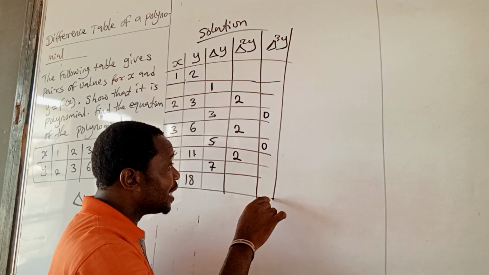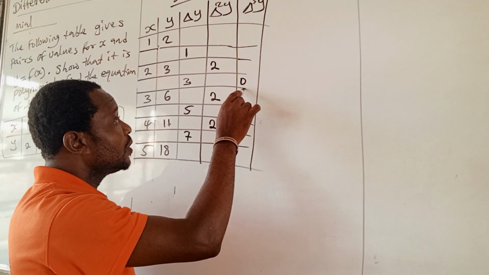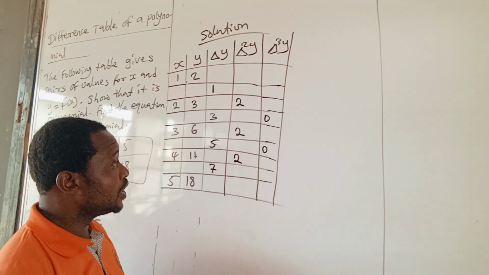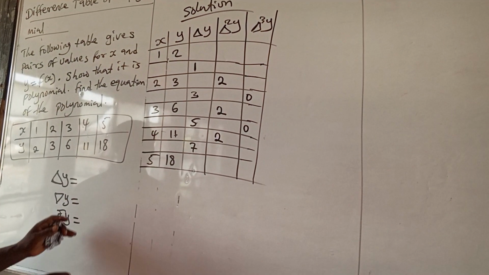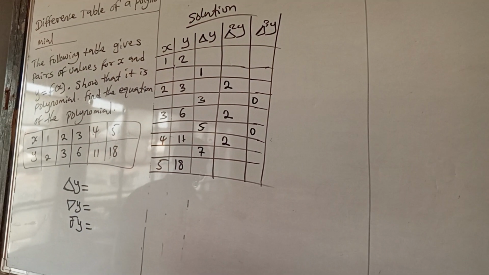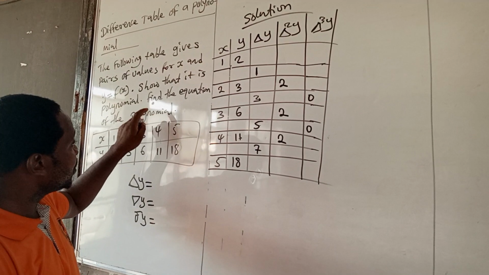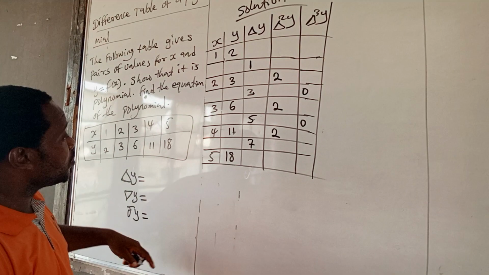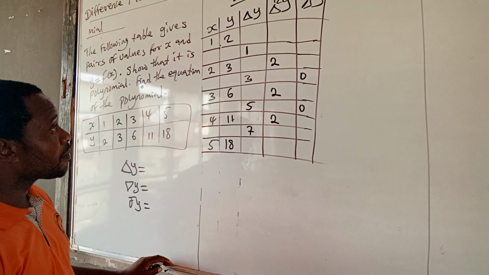So this shows that this table is obtained from a complete polynomial. So once the last column gives you 0, it means that this table was obtained from a particular polynomial.